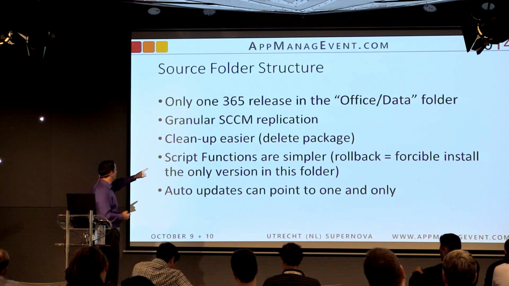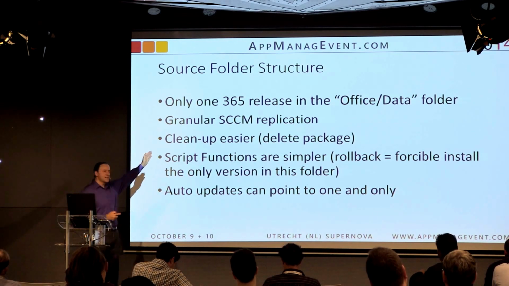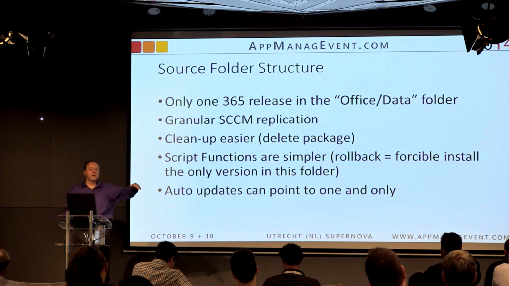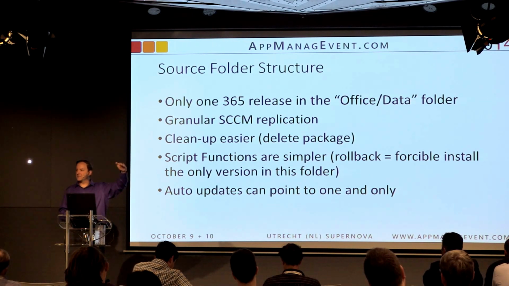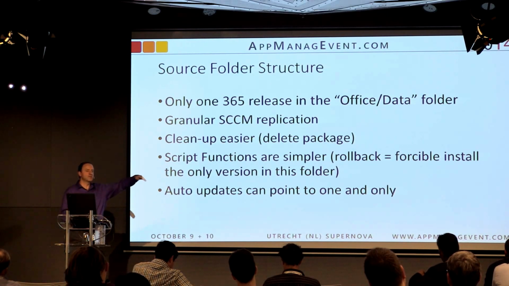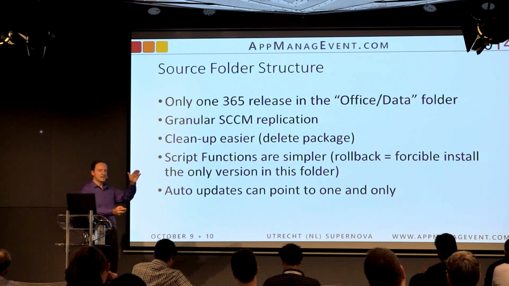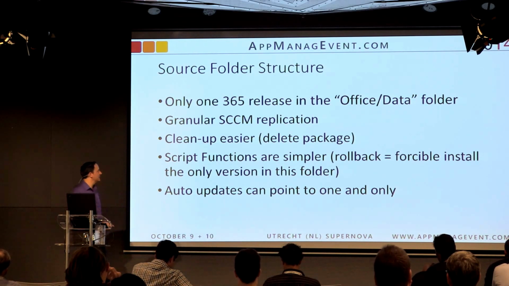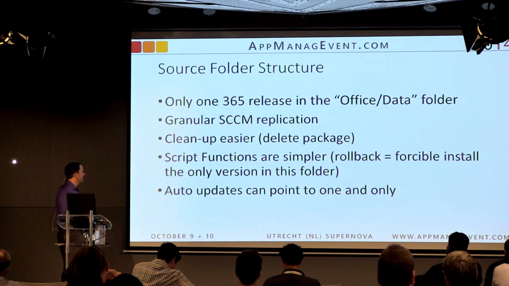So one version in that folder allows you to have granular SCCM replication and cleanup. So when you say, oh, we're done with this version that's 6 months old, and you delete it, guess what? It cleans up the entire infrastructure for you. Where if you have a bunch of versions packed into one folder, then you have to delete it in the source folder, re-replicate, and your replication set gets bigger and bigger and bigger for that package. So I'd really advise only one version in there, even though the infrastructure supports multiples.